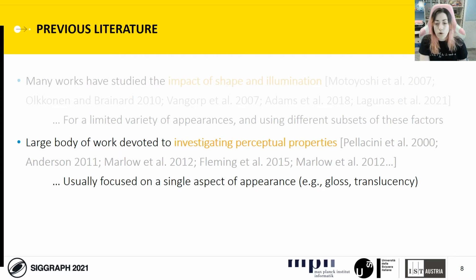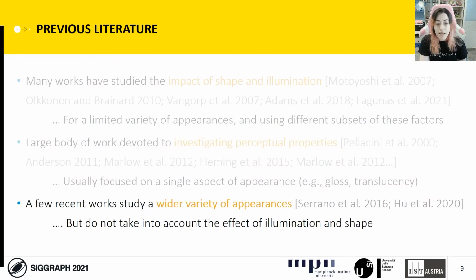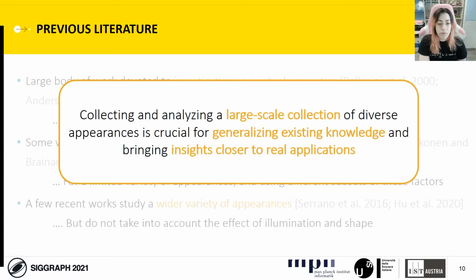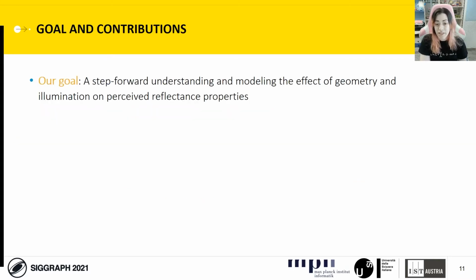There is also a large body of work devoted to investigating the perceptual properties of materials. However, most of these works focus only on a single aspect of appearance, such as gloss or translucency. Finally, some more recent works study a wider variety of appearances, but do not take into account the effect of illumination and geometry. While studying small subsets under controlled setups is a necessary and valuable step for understanding perception, we believe that collecting and analyzing a large-scale collection of diverse appearances is crucial for generalizing existing knowledge and bringing insights closer to real applications.